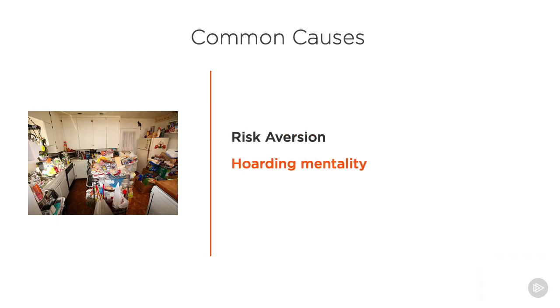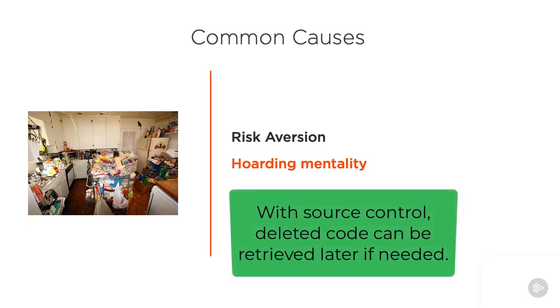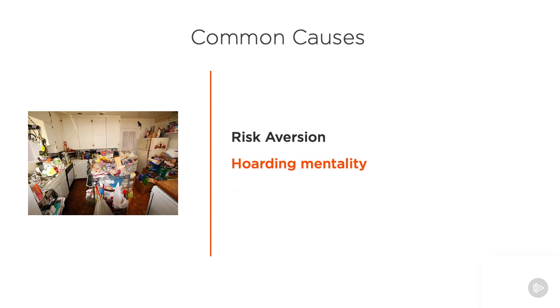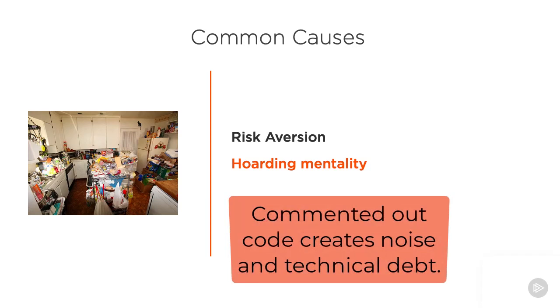Second, there's a problem with a hoarding mentality. Developers may argue that they comment out code just in case it might be useful to someone later. This is hoarding, and it does us all a disservice. Code that is no longer useful for production remains in source control history. Remember, with source control, deleted code doesn't die, it's merely buried alive. Commenting out code just creates noise for the reader and saddles our application with technical debt.